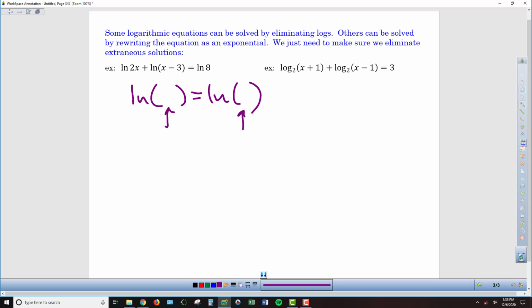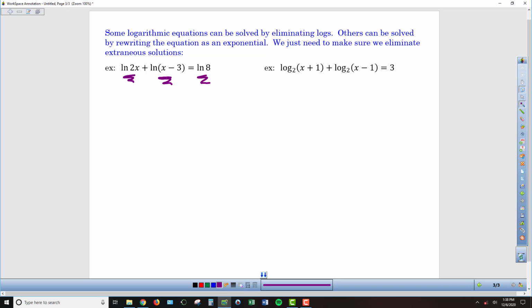The other circumstance, which we'll come across in the second example, is where we cannot just set logs equal to logs because we have a mix of logs and regular numbers. So in that case, in order to solve, we're going to have to use our technique of rewriting logs as exponentials. But if we clear the screen here, for this first one, it's a logs bonanza. We have natural log of 2x plus the natural log of x minus 3 equals the natural log of 8.